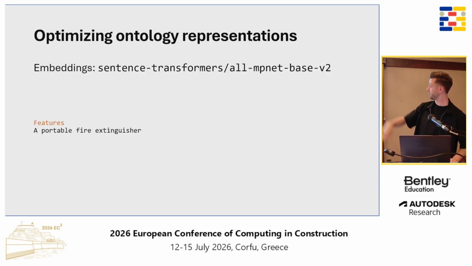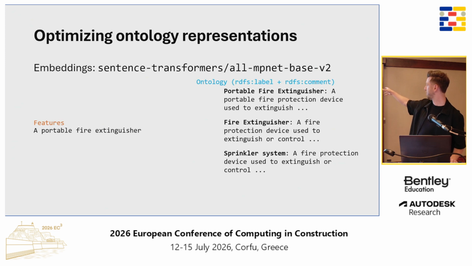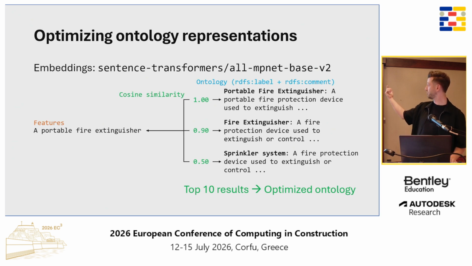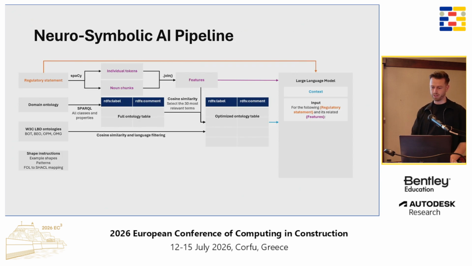So for example, on the one side, we have this feature, a portable fire extinguisher. On the other side, we have terms in the ontology, so the name and the definition, and then we run this cosine similarity between all the terms. We take the 10 best ones, and then this is our virtual or optimized ontology, which we can then load into the LLM. Then the other thing we load is shape instructions.